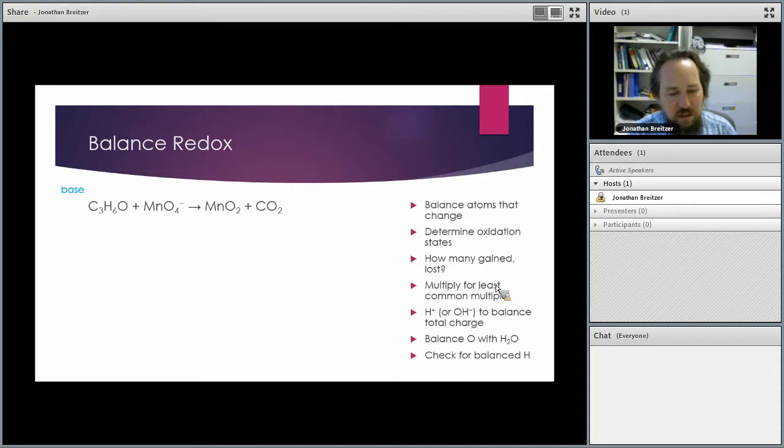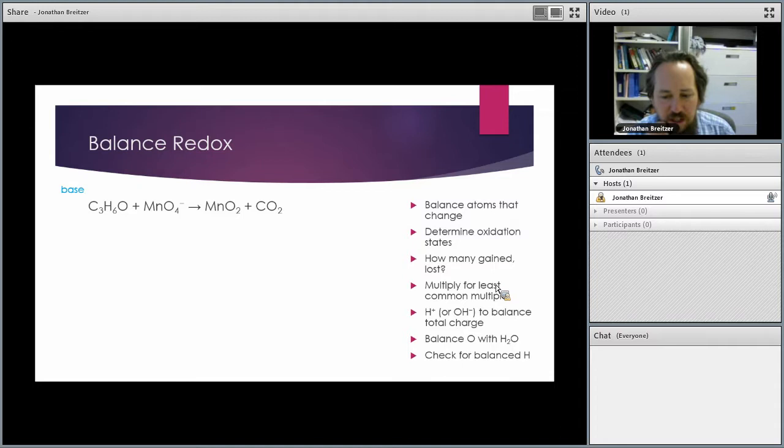Balance atoms that change. That generally means the atoms other than hydrogen and oxygen. Determine the oxidation states of the atoms that do change. And if the atoms are together, keep the oxidation states together. There's no need to break it down by atom. Find out how many electrons are gained and lost by each of the atoms or groups of atoms. Determine the least common multiple and multiply as needed to make the least common multiple. Look at the total charge, not the oxidation state, but the total charge that's actually written, and add H plus or OH minus to balance the total charge.